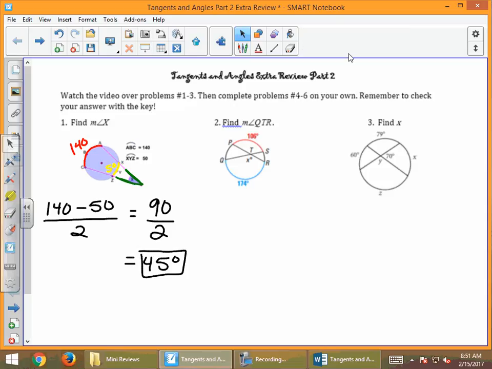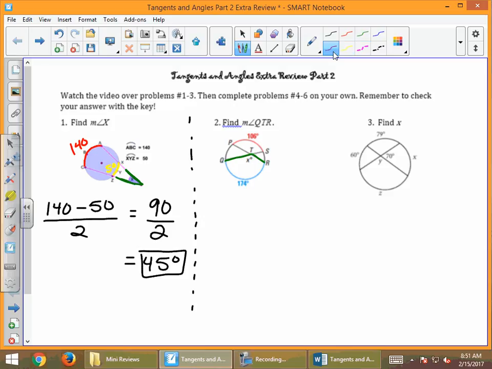Okay. If we look at the next example, number 2, we want to find QTR, so this angle right here. When this happens, the angle is not on the edge, it's not in the center. It's formed by 2 intersecting chords, making an X inside that circle. When the angle is inside the circle, instead of subtracting the 2, you add. So you take the arc that's in between it.